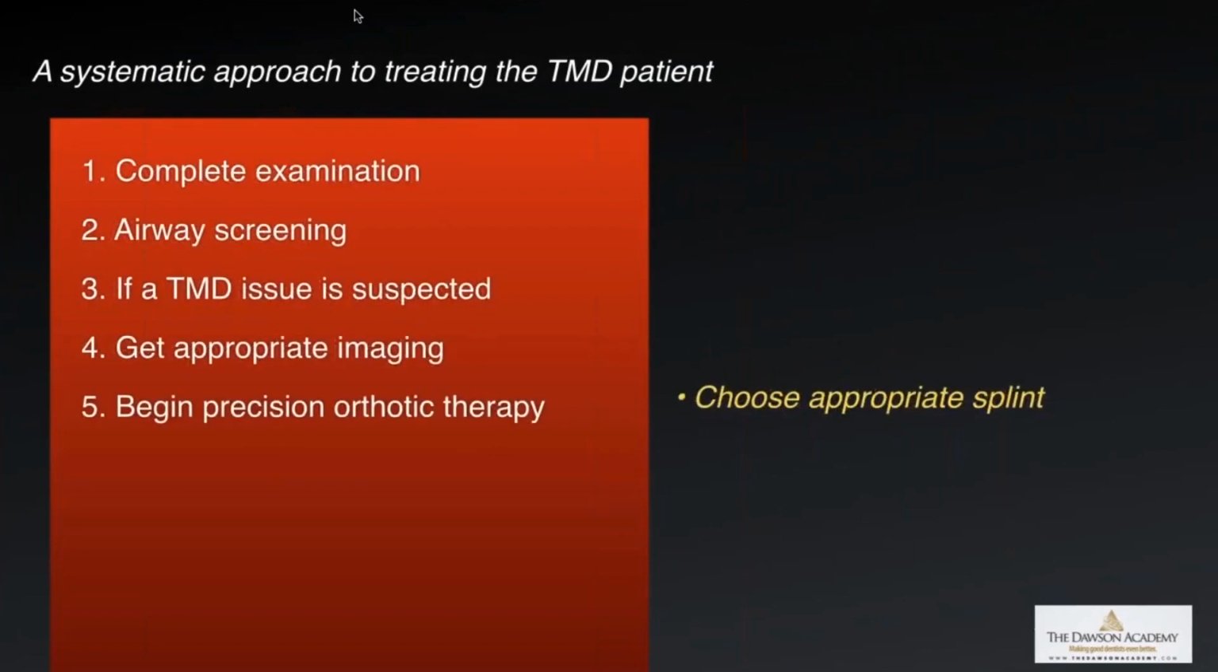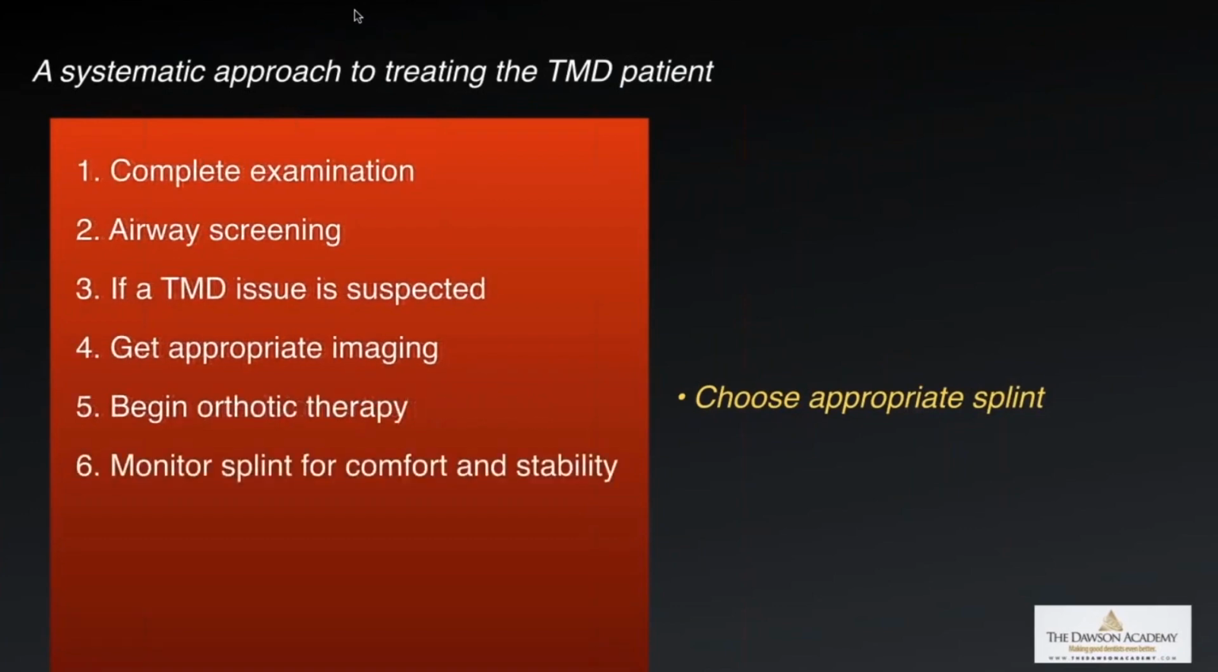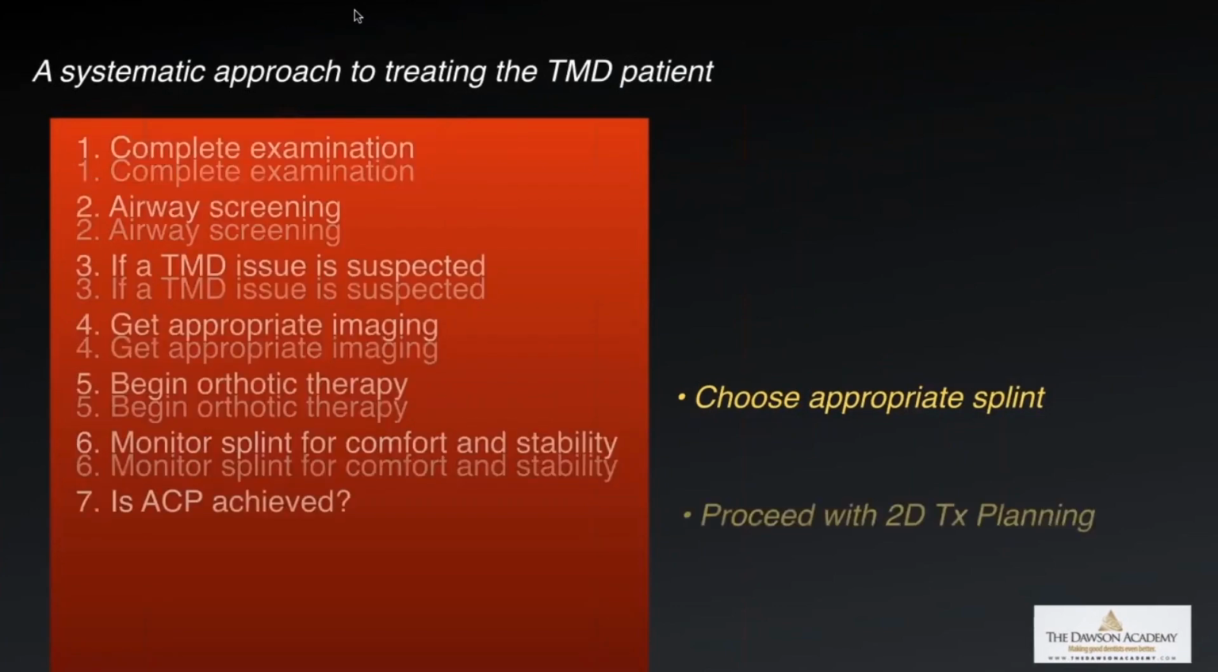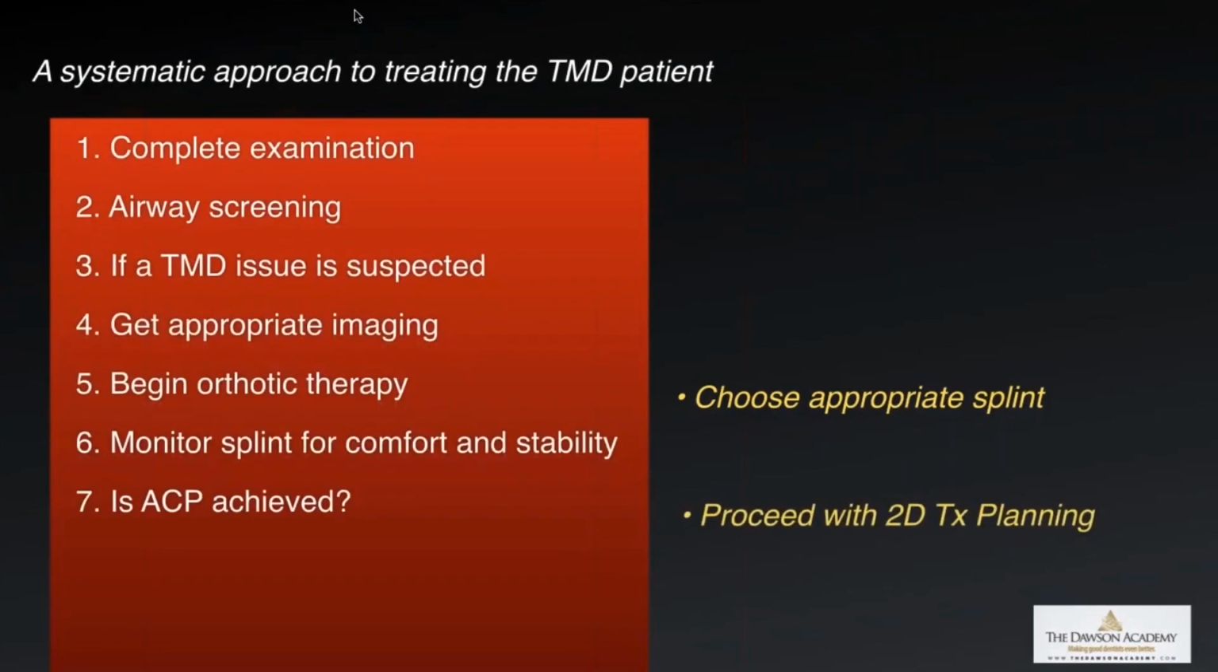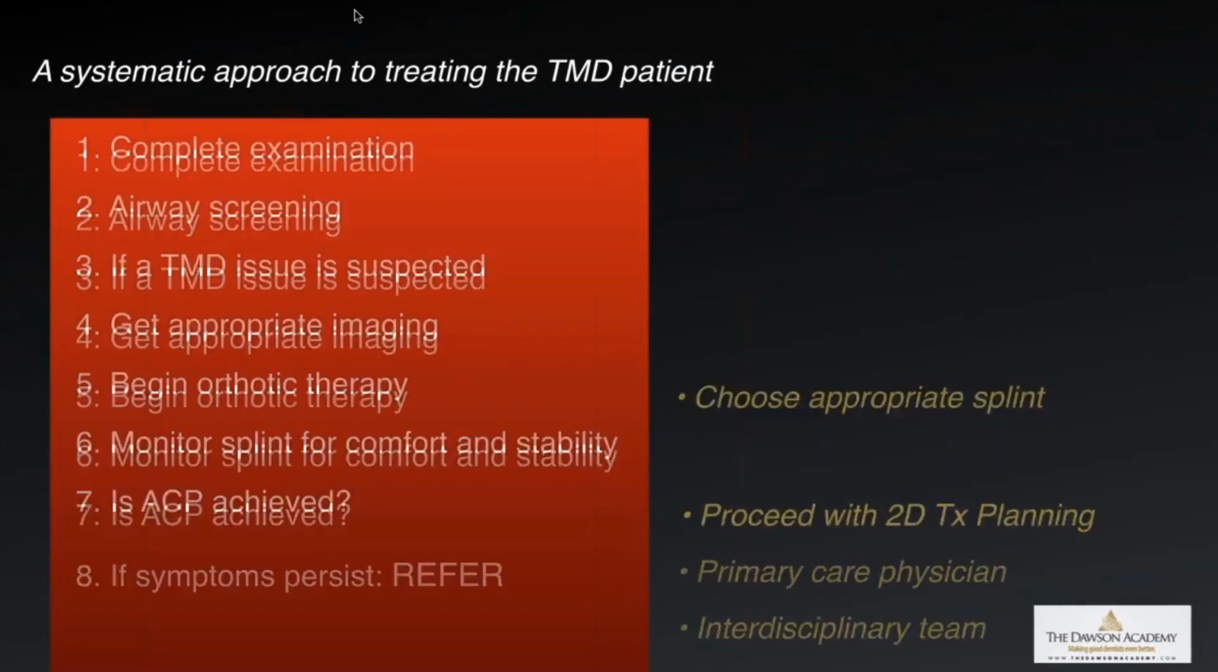We're going to start with reversible therapy, which we're going to call precision orthotic therapy. You've got to choose the appropriate splint. Most splints are not appropriate and trade one malocclusion for another malocclusion. We're going to monitor our splints for comfort and stability. And if we get comfort and stability and adapted centric posture, which means elimination of symptoms and the bite's not changing, now we can proceed with our 2D treatment planning.